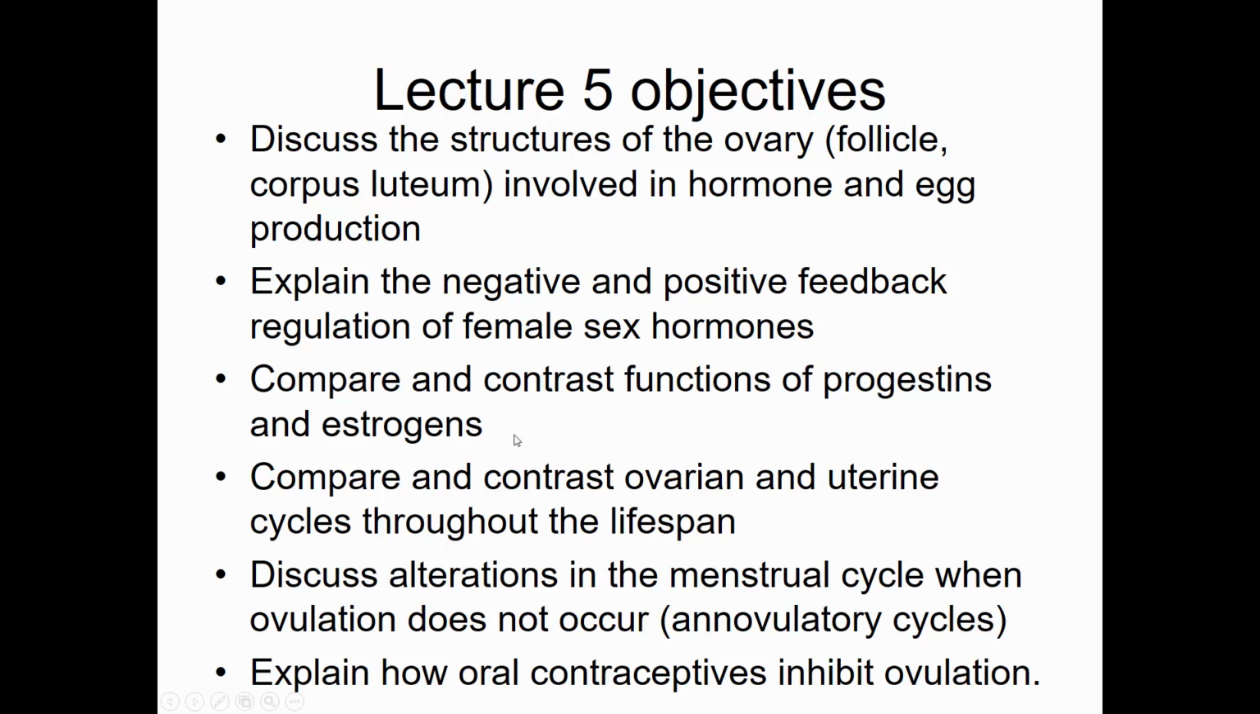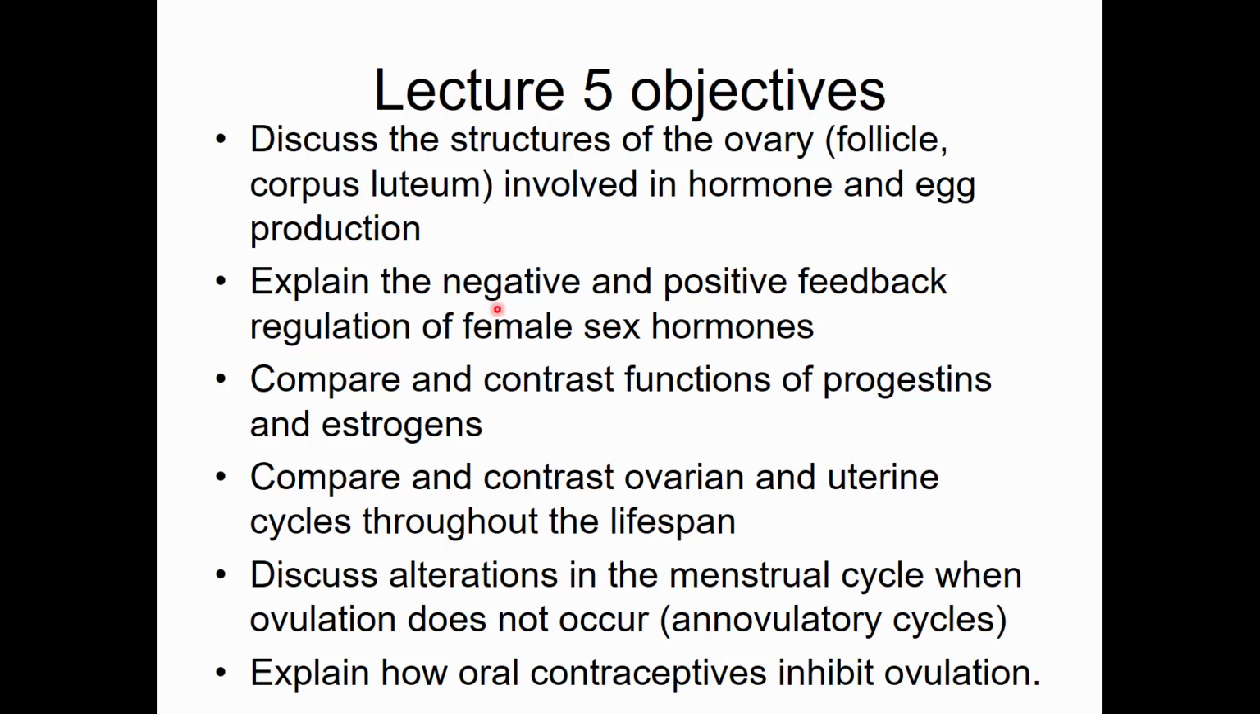So here are our learning objectives. We want to talk about the structures of the ovary that are important for reproduction, namely the follicle and the corpus luteum, and those are parts that make hormones and make the egg. Now, egg is a very umbrella term. There are more specific ways to talk about the oocyte: primary oocyte, secondary oocyte, or an ovum. So egg can apply to any of those stages, and hopefully I'll make that clear as we go along.